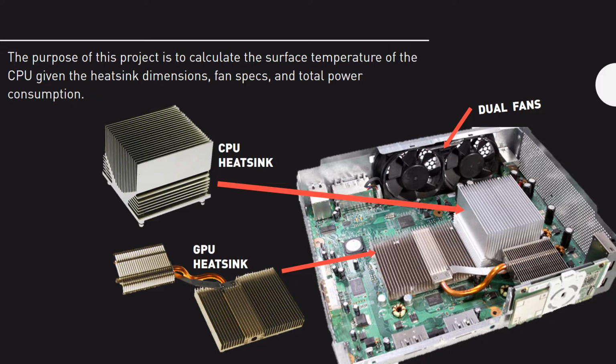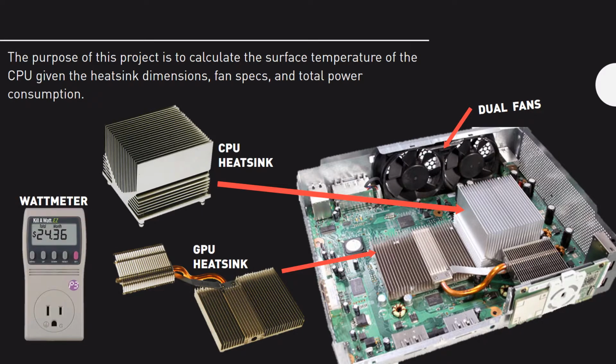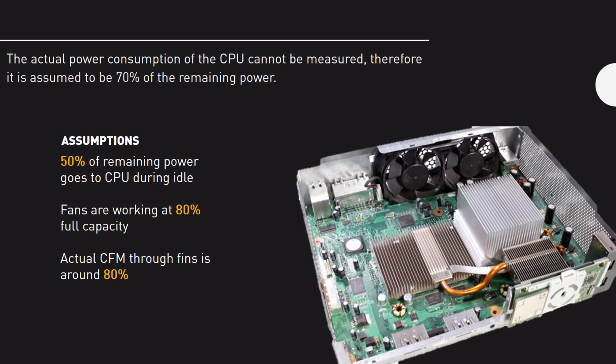And for the power consumption, we'll be using a watt meter, but of course, not all of the power drawn by the Xbox will be going to the CPU. So we're going to assume that 50% of remaining power will go to CPU during the idle period. The remaining power is what remains after subtracting what the fans are taking and what the disk drive should be taking.